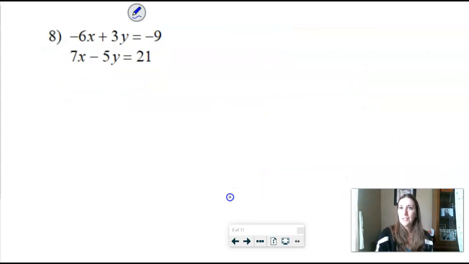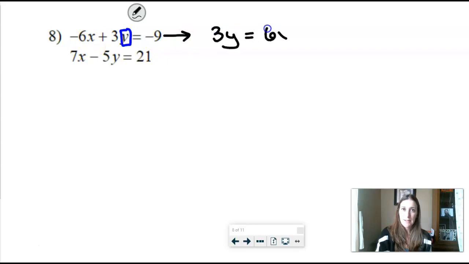Oh, no. So bummer, none of these have a boring coefficient of 1. So now I think, who would be the easiest guy to solve for where I wouldn't create any fractions? And I got my eye on this y right here. I think that y would be really easy to isolate, and it wouldn't give me any fractions because I'm going to divide everything here by a 3. So, do a little work here with me. I'm going to start by adding the 6x over. So it says 3y equals 6x minus 9. And then divide everybody by 3.